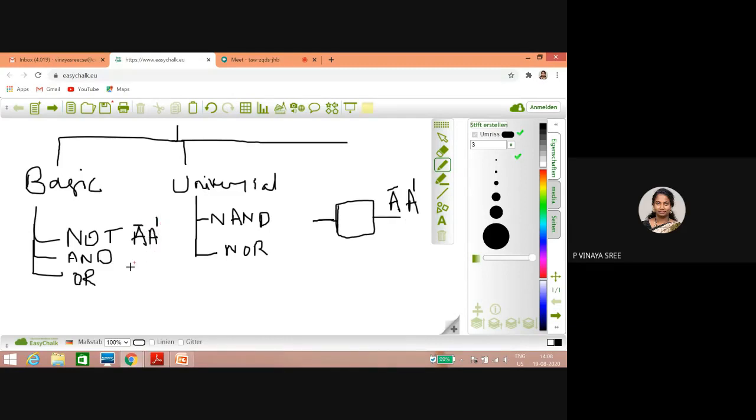Coming to AND, for an AND gate you can give any number of inputs, but the output will be only one. Try to concentrate here.